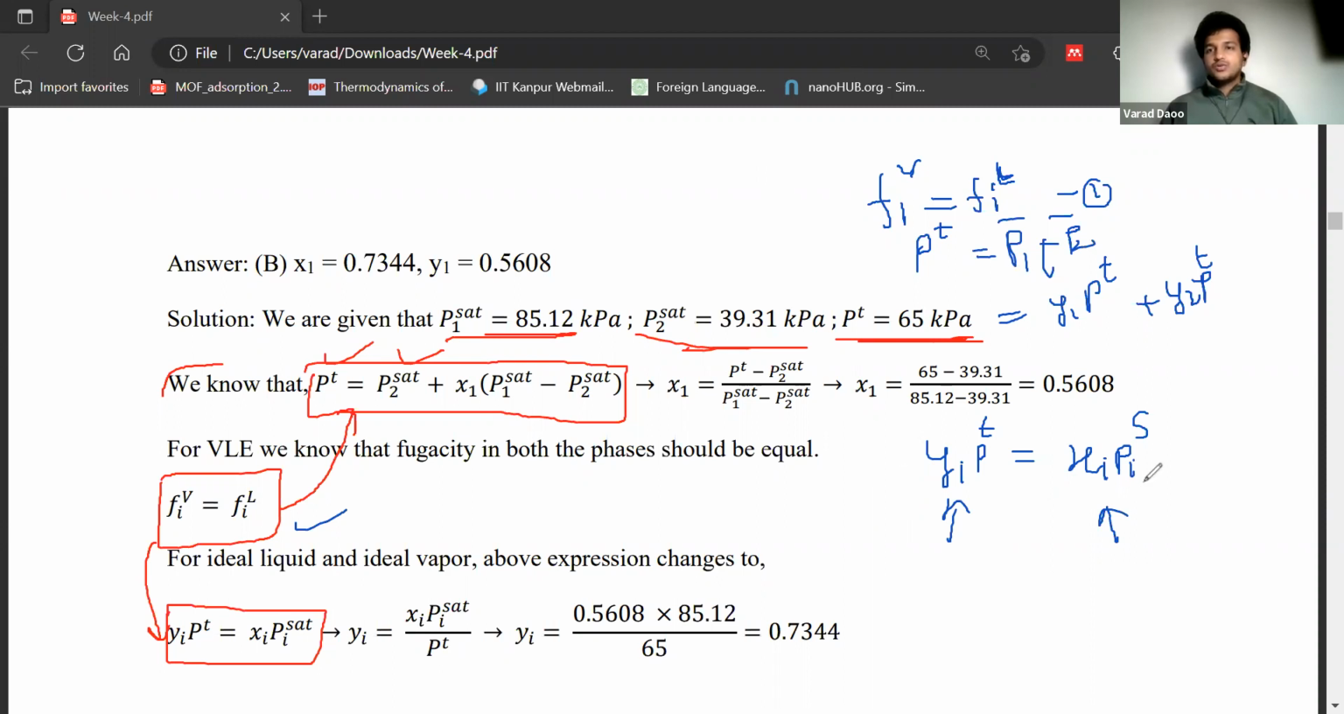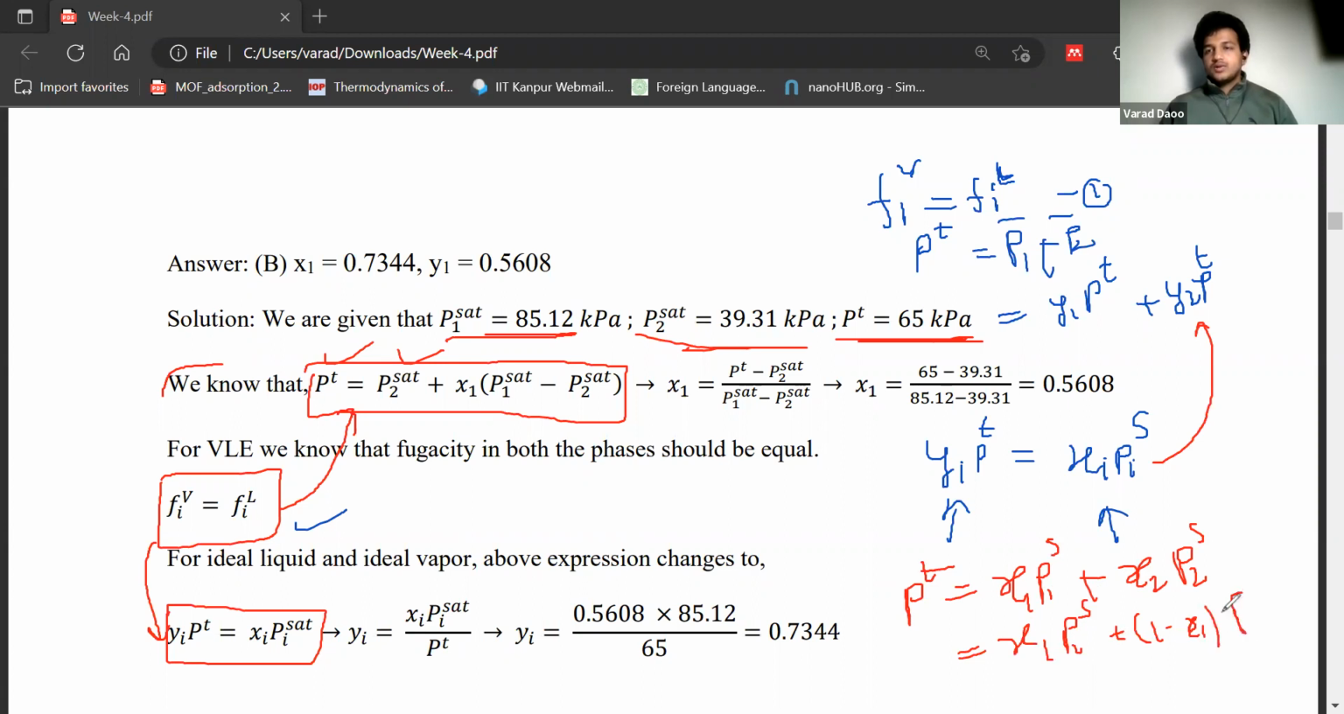So now what you do, you substitute YiPt in here. What you get? Pt is equal to x1 P1s plus x2 P2s, where x2 for a binary is going to be 1 minus x1, right? So x1 P1s plus 1 minus x1 times P2s. That is nothing but Pt. So when you do the rearrangement of this expression, you end up with this.